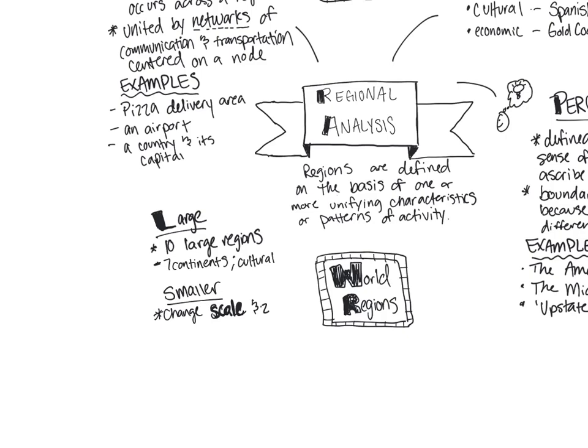And if you were to zoom in on any of those large regions, if you were to zoom in on North America, what would you find? You could break those down. You could break North America down into a lot of smaller regions within that, right?